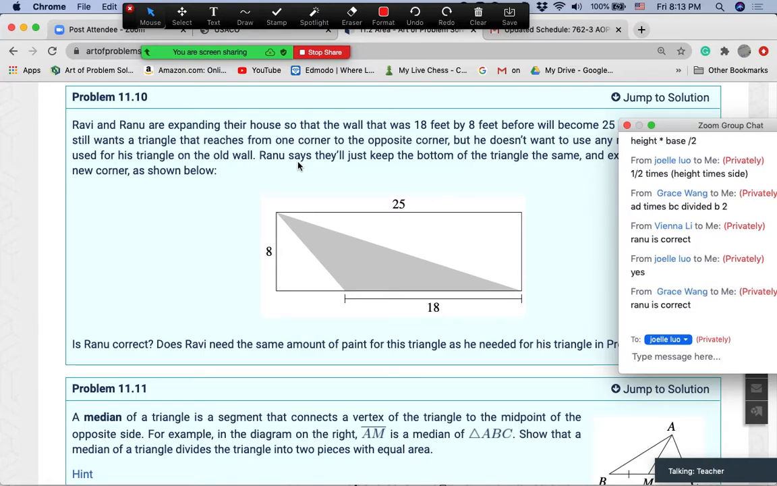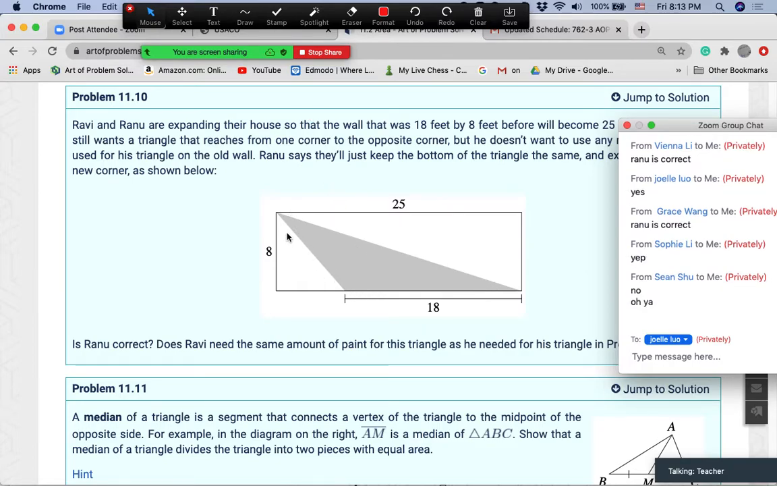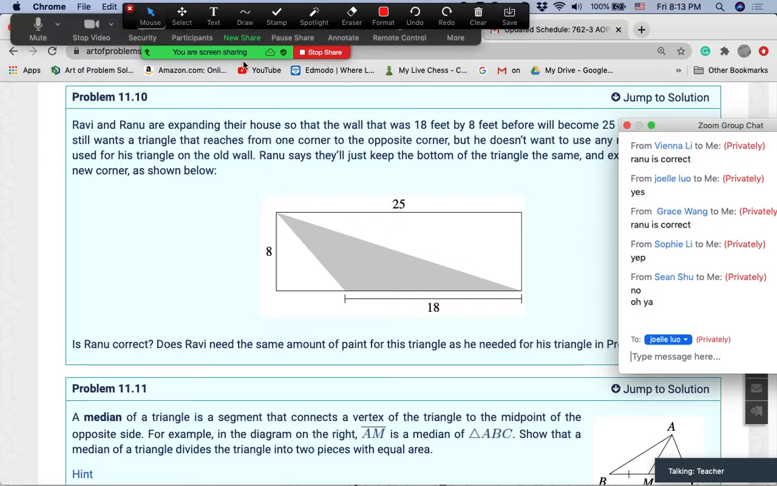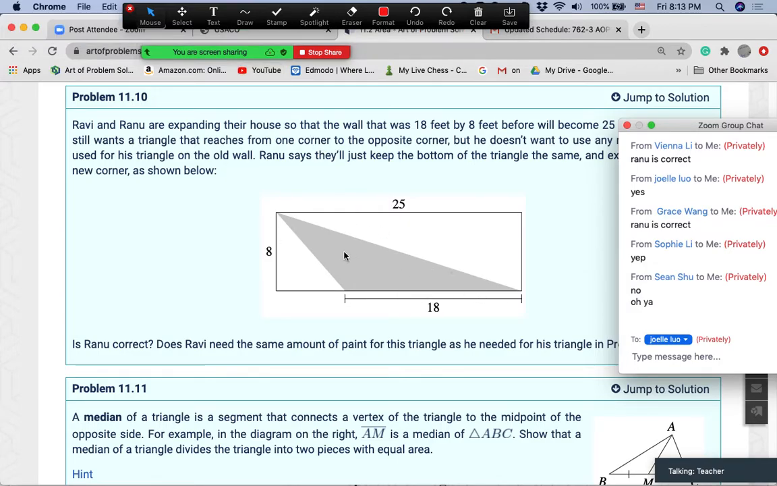Okay. Vienna correct, Julia correct, Grace is correct, Sophie is correct. Yes, this triangle has the same area as before because the base is the same, the height is also the same. Even though the shape is very weird, it's totally different compared with the previous one, but their base is the same, height is the same. So then the areas of these two triangles are the same.